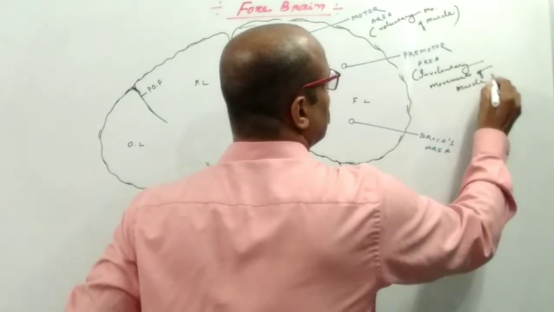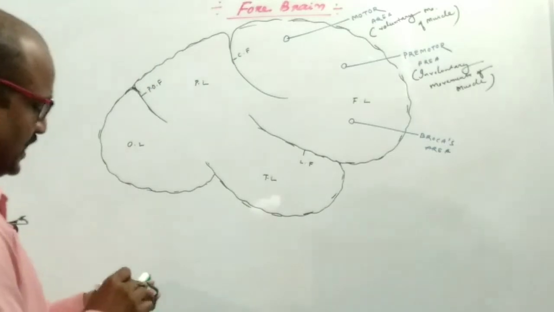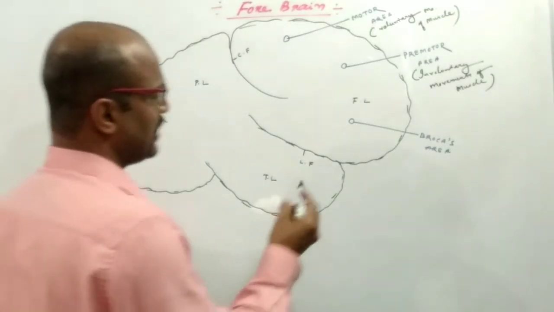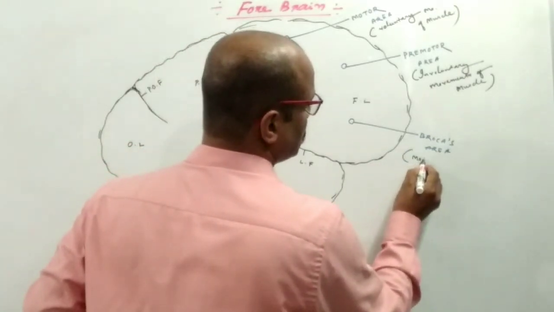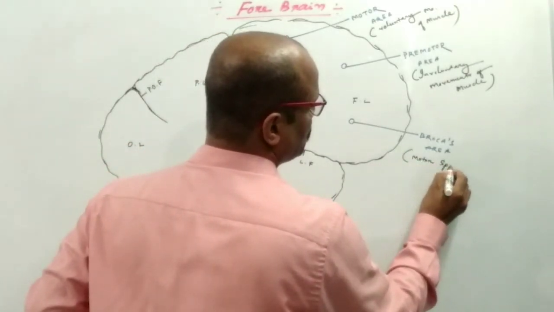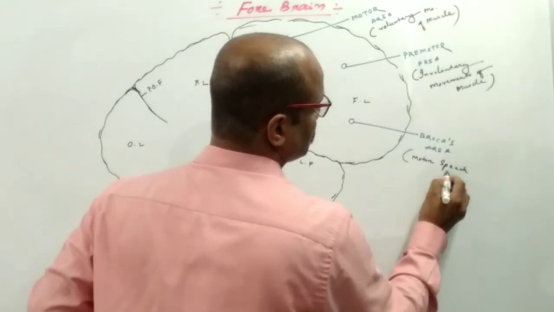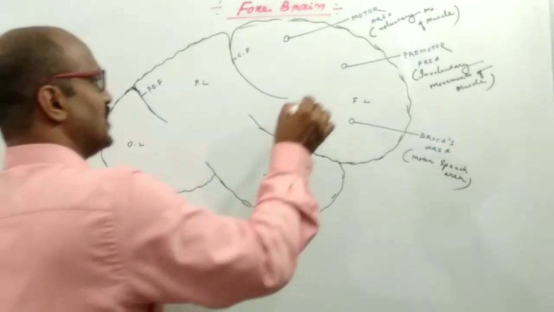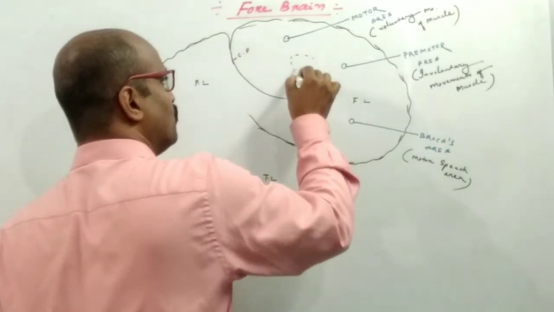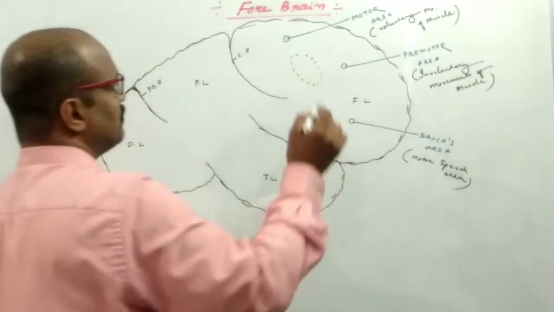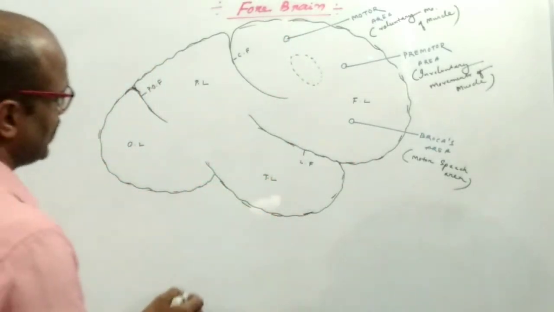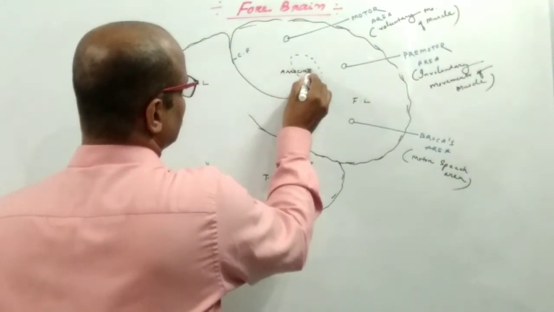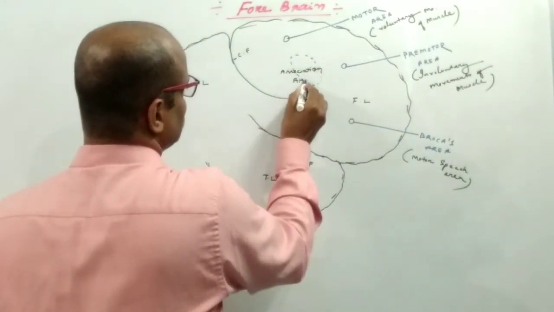Broca's area is an important area, known as the motor speech area. And there is another center present near the premotor and motor region, known as the association area.